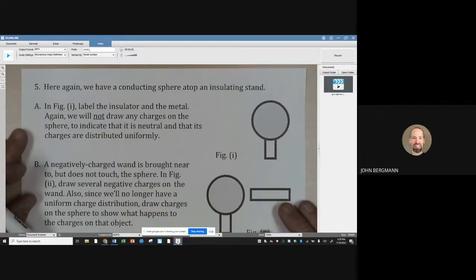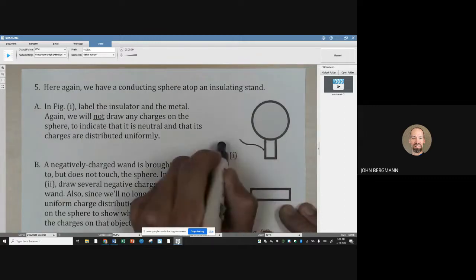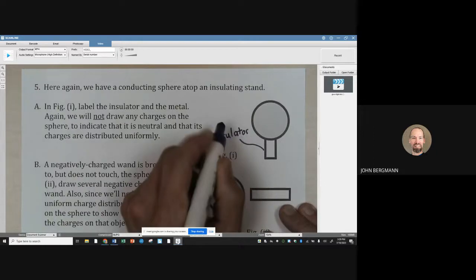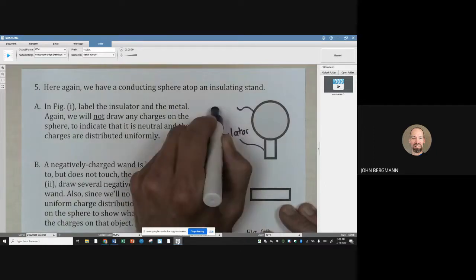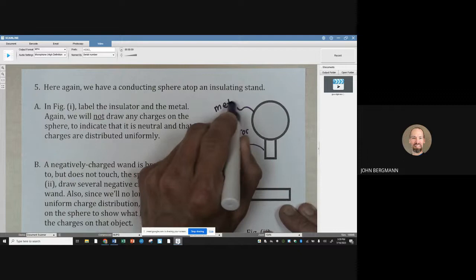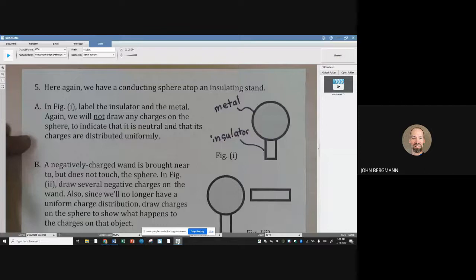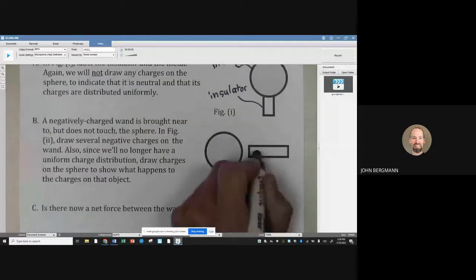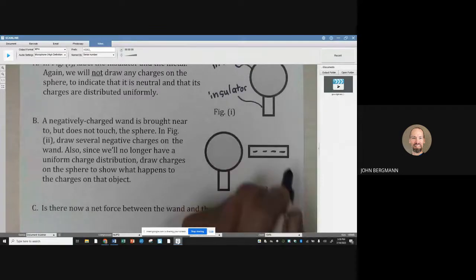Here again, we have a conducting sphere that's atop an insulating stand. And let's label the insulator here. The stand is made out of plastic or glass or something like that. And then we have a conducting metal sphere on top. Again, we're not going to draw any charges. That indicates that we have a neutral situation. Now we're going to bring a negatively charged wand close, but not touching.